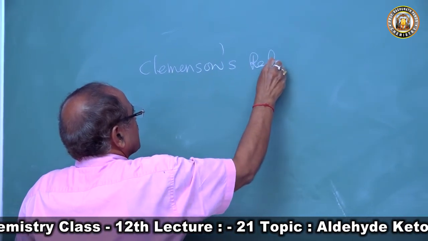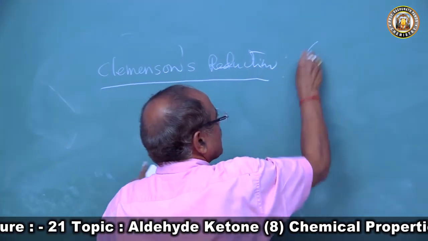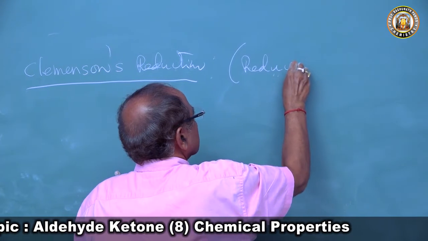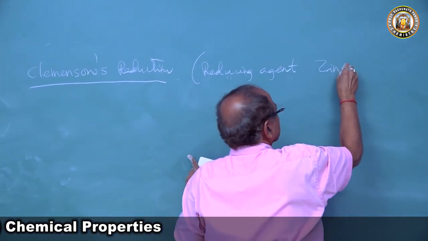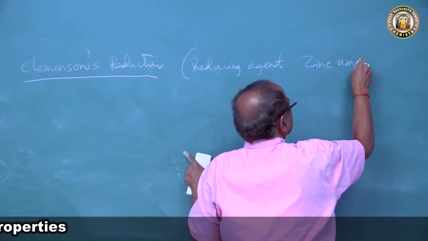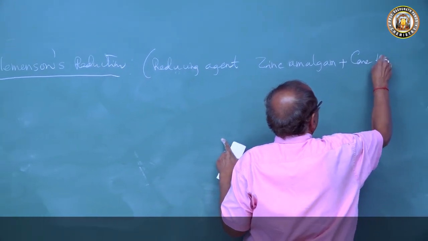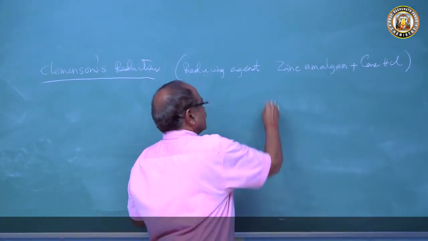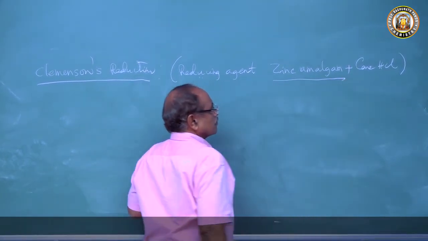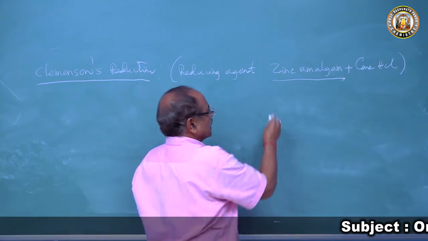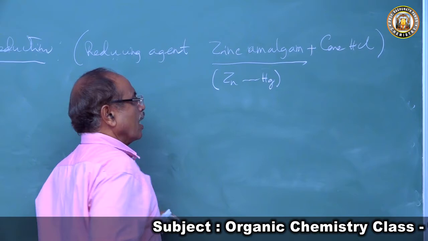The scientist is Clemmensen, who discovered it. Here in Clemmensen's reduction, we use the reducing agent zinc amalgam plus concentrated HCl. So this is the reducing agent used. What is zinc amalgam? Zinc with mercury. This is the short form, Zn-Hg, the symbol for zinc amalgam.